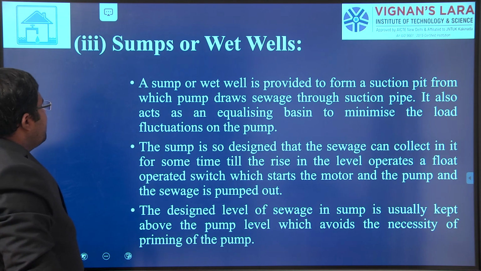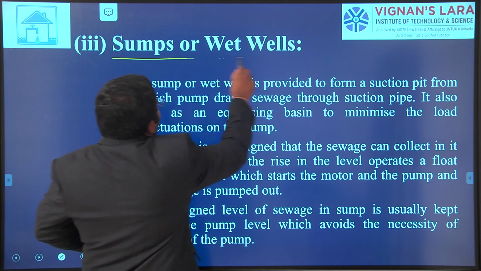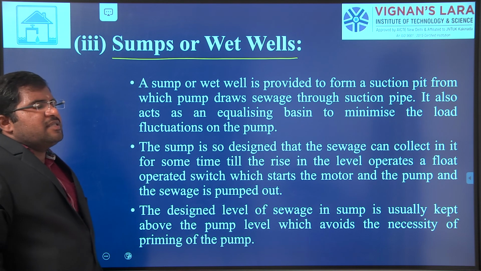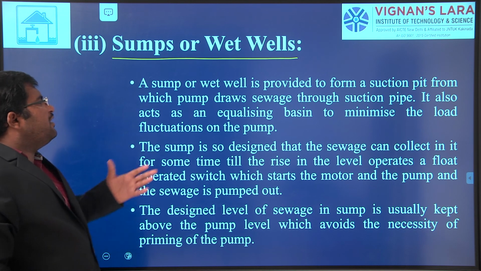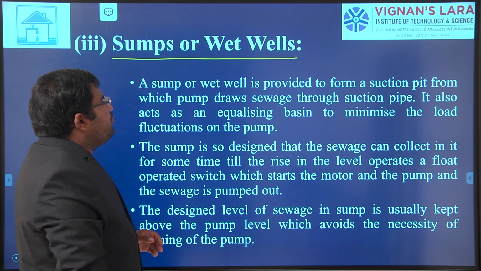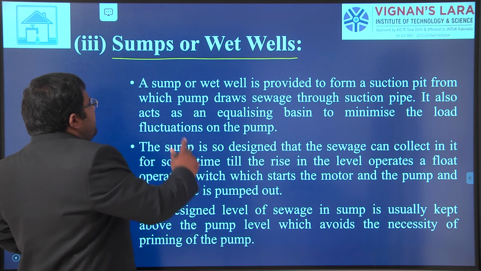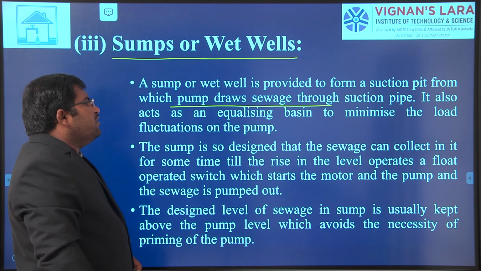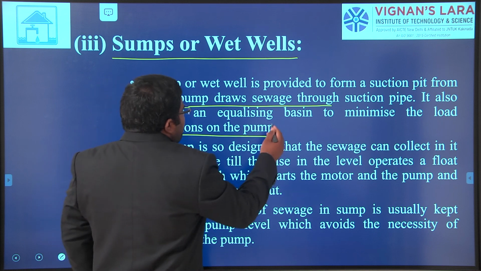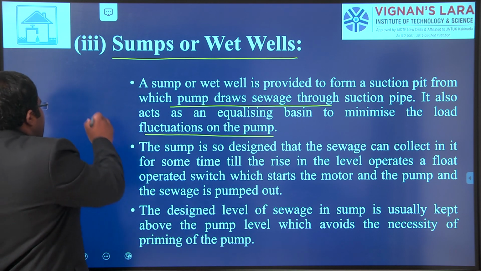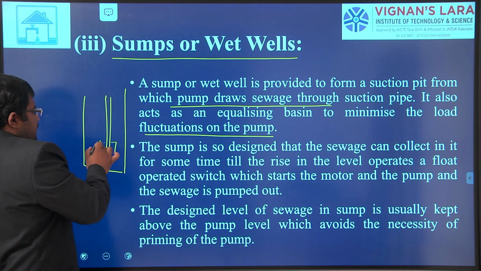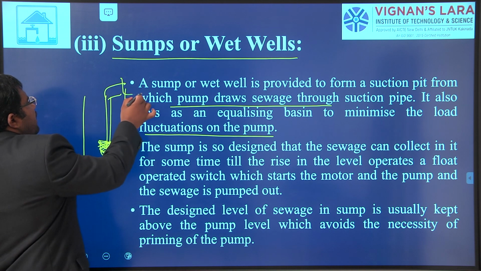Next, sumps or wet wells. The third thing is called sumps or wet wells. The well where you are going to collect your sewage is called sump well or wet well. A sump or wet well is provided to form a suction pit from which the pump draws sewage through the suction pipe. It also acts as an equalizing basin to minimize the load and fluctuations on the pump. So it is like a well where we are going to keep the suction. Here we will have a pump.